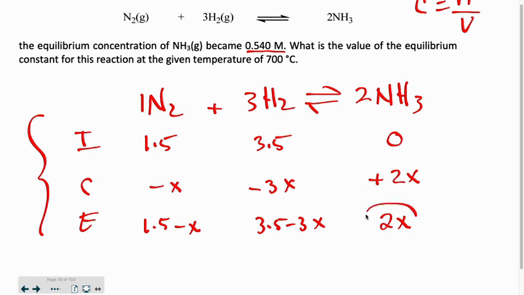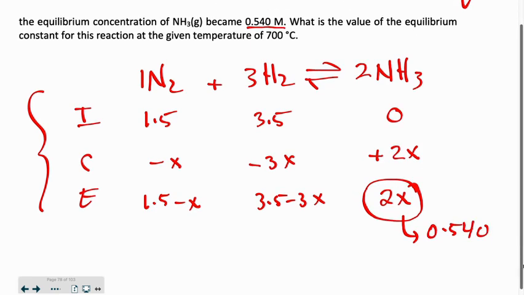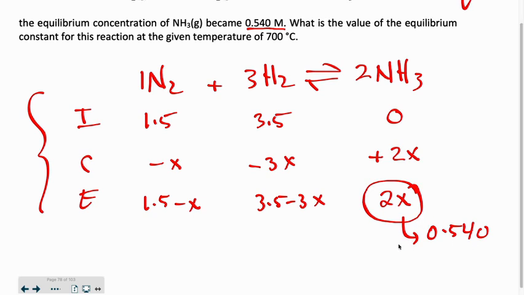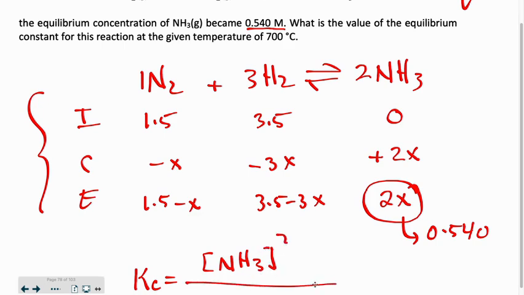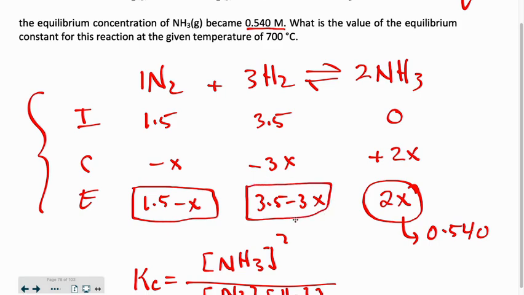So what they've essentially given you is this. They've given you the value of the 2x, which is 0.540. Now, that's very handy because that makes your life a lot easier. Now, they've asked you to find Kc. So in order for you to find Kc, remember Kc, which is the equilibrium constant, is the concentration of NH3 squared, right? This is how we write the expression, divided by concentration of N2 times the concentration of H2 cubed. So these concentrations are equilibrium concentrations, which means I need the value of N2 at equilibrium, and I need the concentration of H2 at equilibrium.